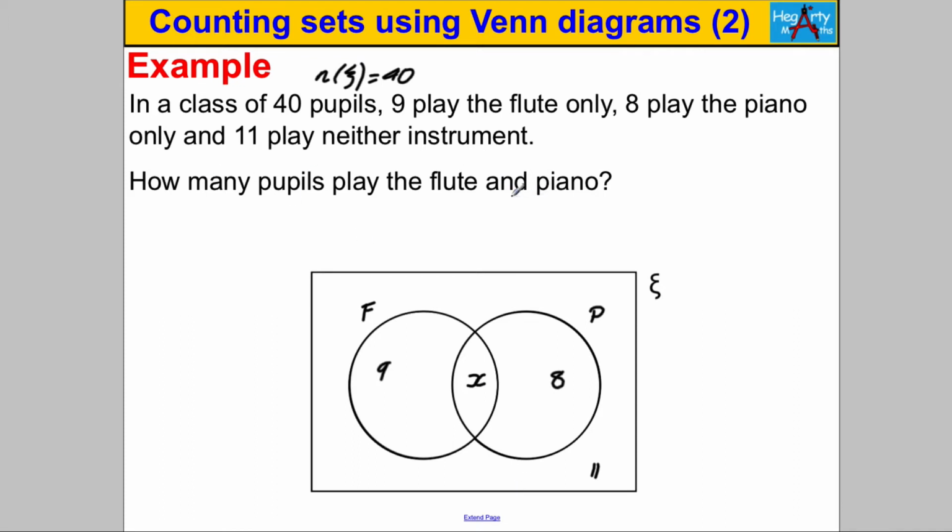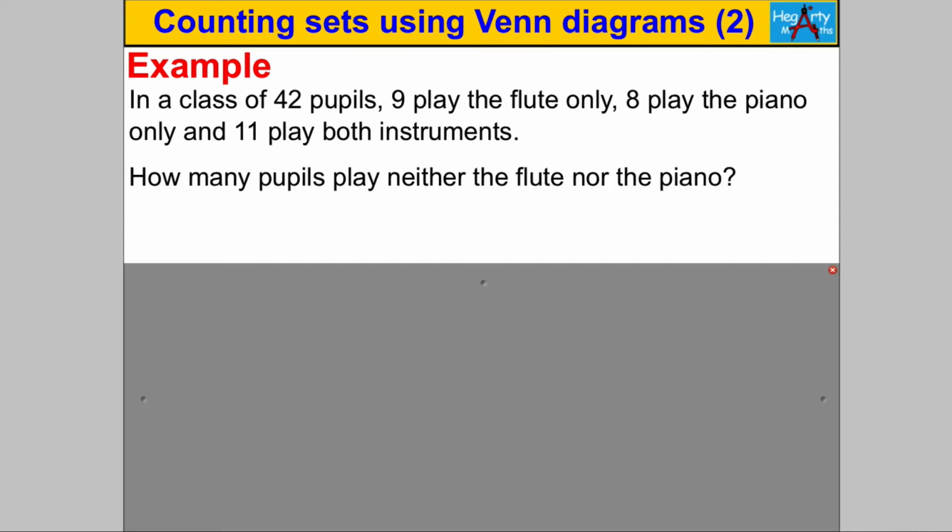It asks us how many pupils played the flute and piano, i.e. what is the value of X. Well, we know for sure that if we do 9 add X add 8 add 11, it must add up to the total number of pupils, which is equal to 40. That gives us that X add 28, combining like terms, is equal to 40, and subtracting 28 off both sides, X therefore must be equal to 12, and we're done. So how many pupils study the flute and piano? You would say 12 pupils. Next one. Pause the video, have a go.